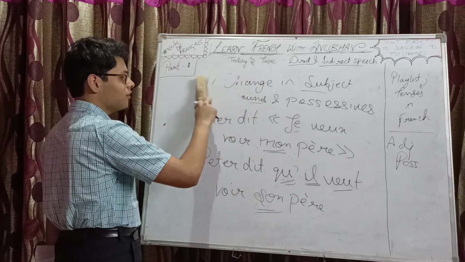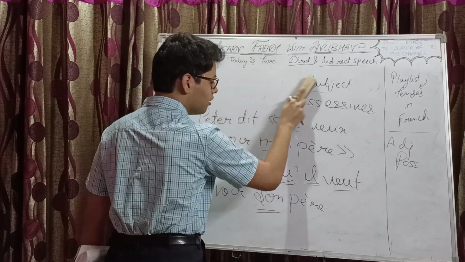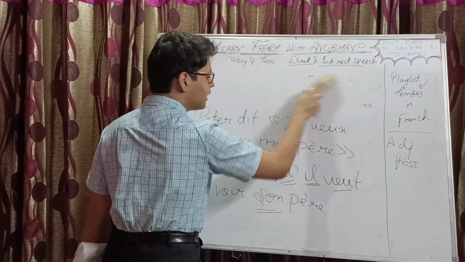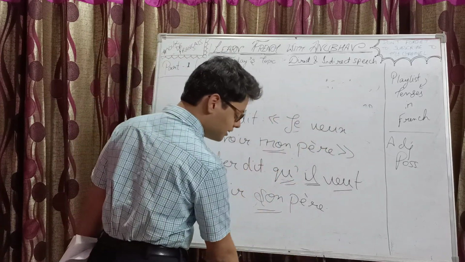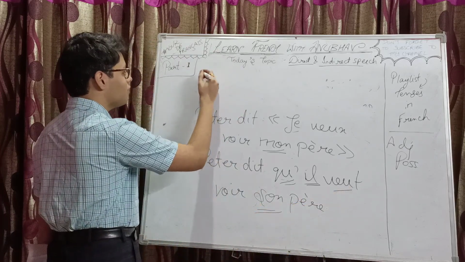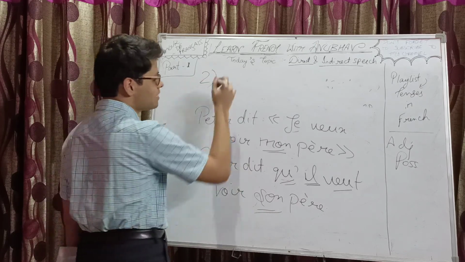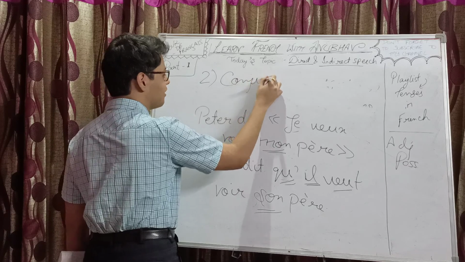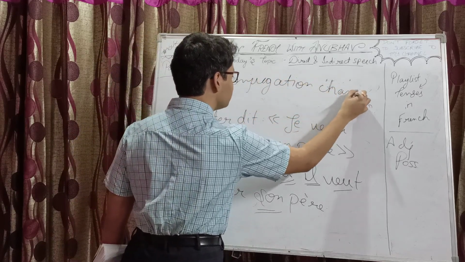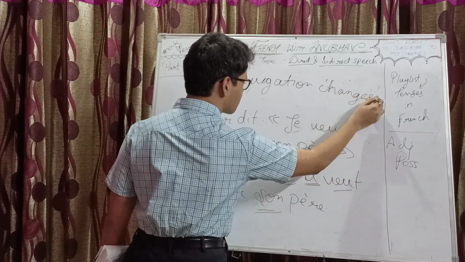Moving to the second point, with the same example only it would work. As I pointed out a few seconds back, I just underlined this word, verb. Why did I do so? Because number second is conjugation changes. And of course, conjugation shall also be in sync with the new subject pronoun, isn't it?